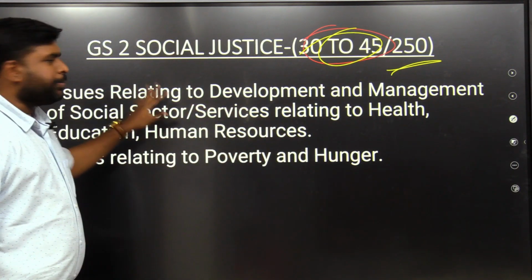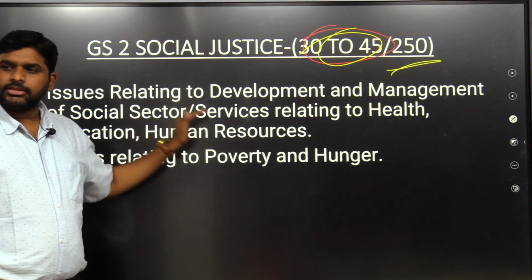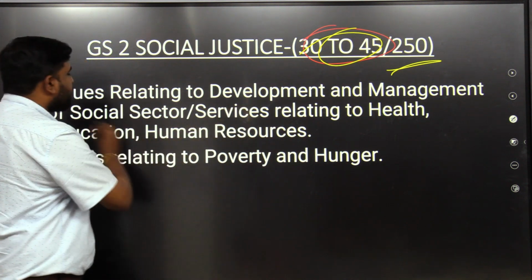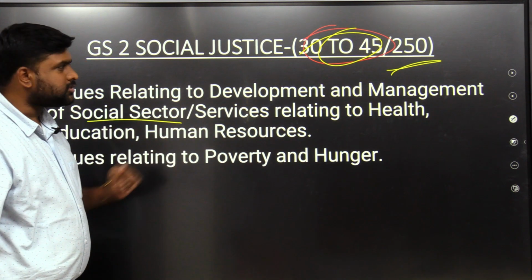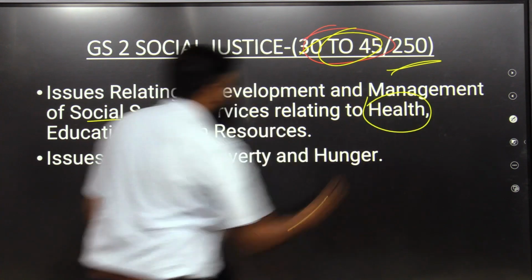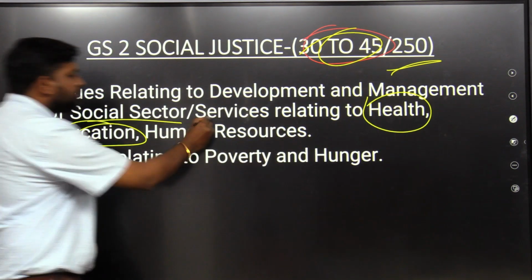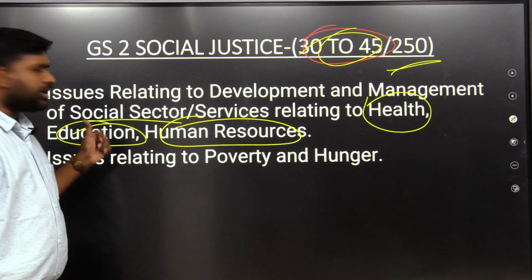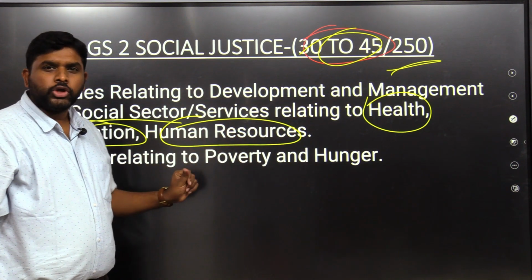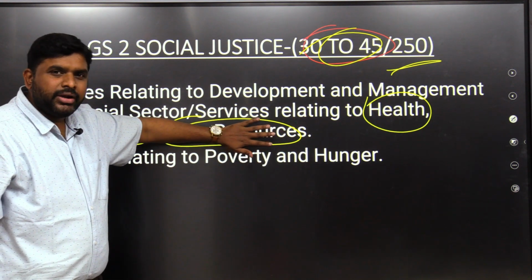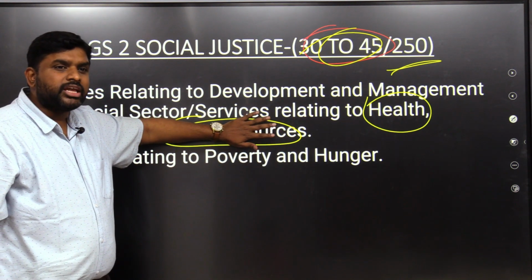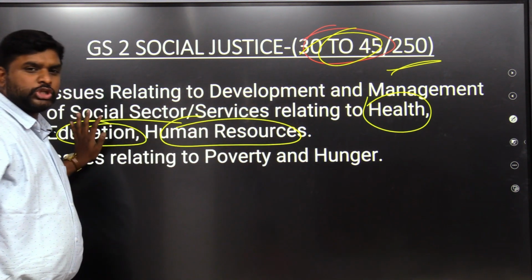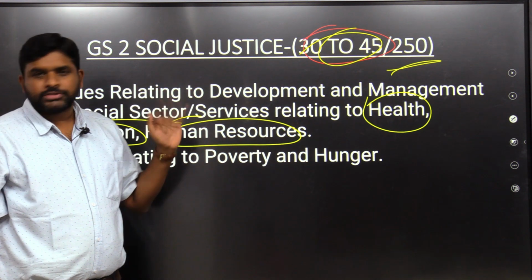For example, in the UPSC syllabus, what are the topics in social justice? Issues relating to development and management of social sector or services, pertaining to health, pertaining to education, pertaining to human resources, which means skill development. We can expect questions on skill development, on health, and on education, compulsory, minimum 1 question.